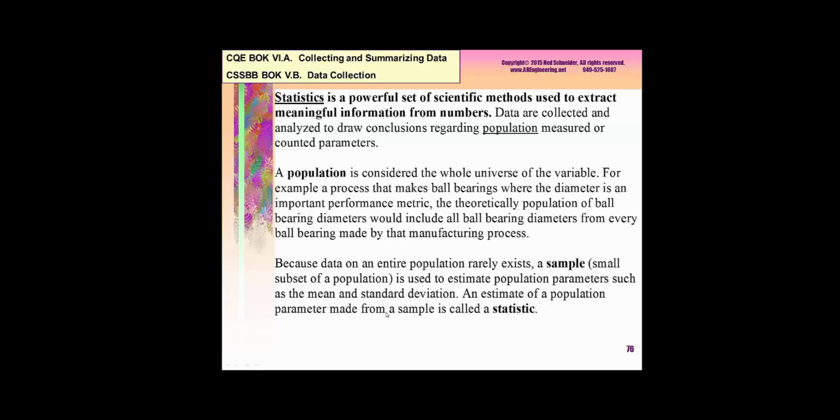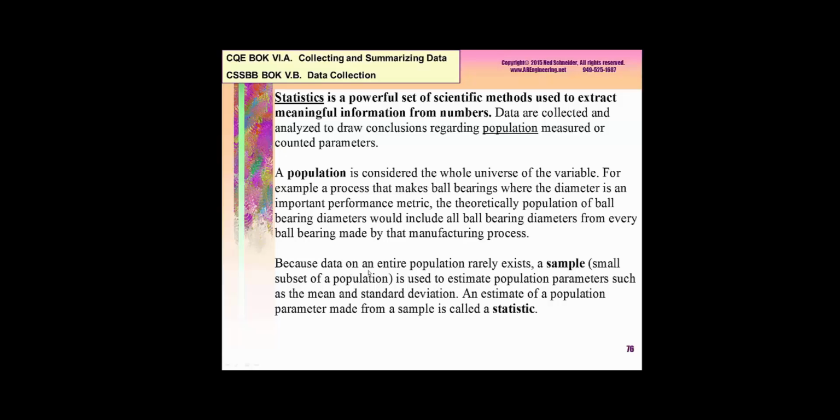Statistics is a powerful set of scientific methods used to extract meaningful information from numbers. Data are collected and analyzed to draw conclusions regarding population measured and counted parameters. A population is considered the whole universe of the variable. For example, a process that makes ball bearings where the diameter is an important performance metric, the theoretical population of ball-bearing diameters would include all ball-bearing diameters from every ball bearing made by that manufacturing process.